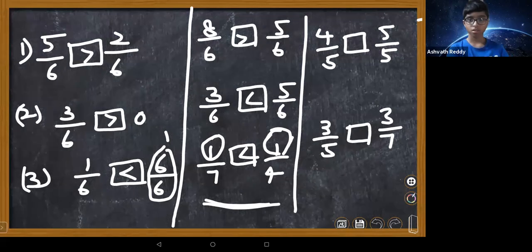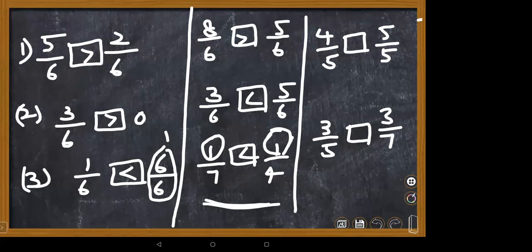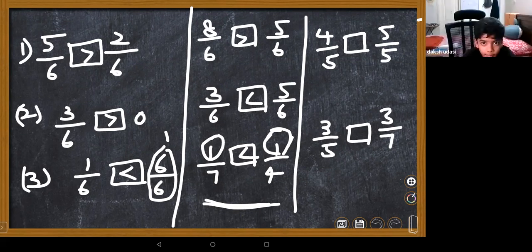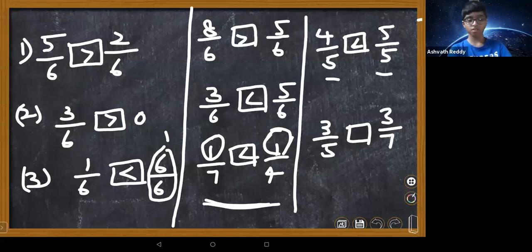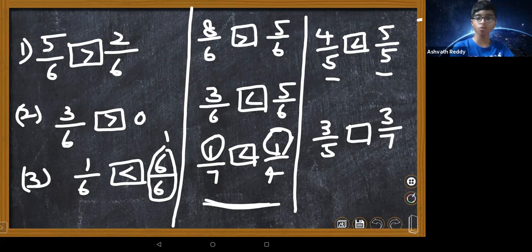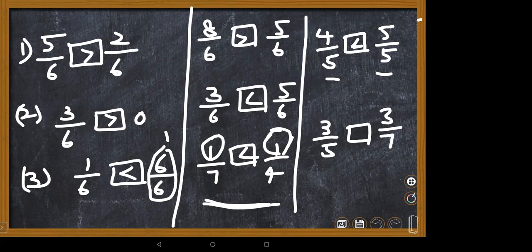Next, 4 by 5 and 5 by 5. 5 by 5 is greater, ma'am. It's a whole. Daksh, very good. 5 by 5 is equal to 1, ma'am, and 4 by 5 is 1 less than 1. Exactly. Last one, who will say? Sudisha will say the last bit.